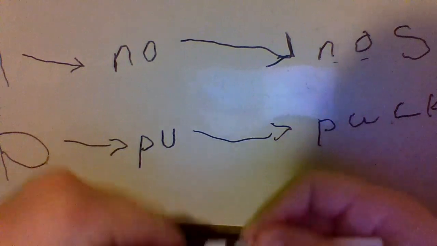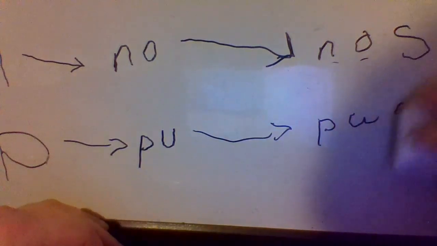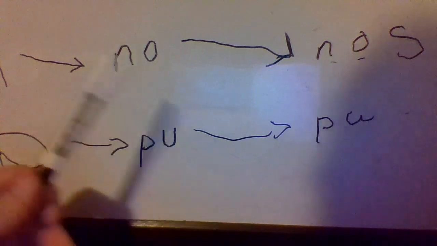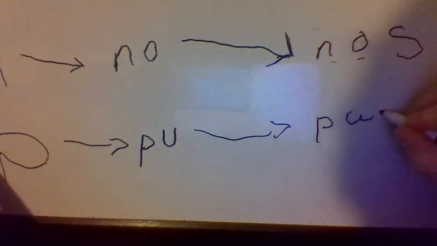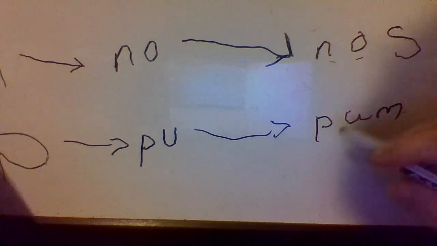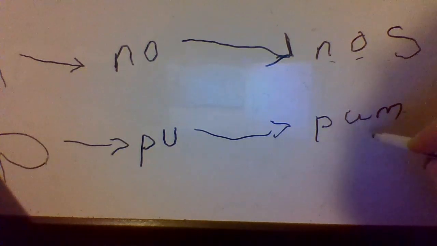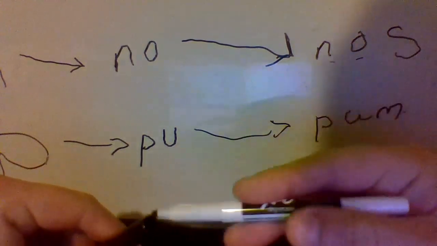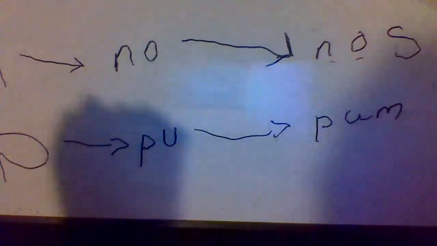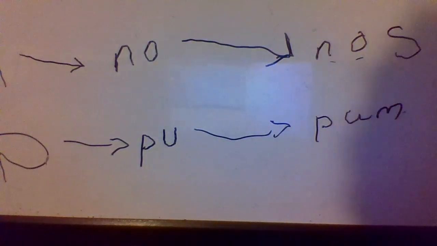So now let's make a nonsense word. And as I say that, I'm thinking of lots of other words. But let's add the letter M, which we talked about earlier. So the M makes an M sound. P-U-M. Pum. So, once again, not a real word, nonsense word, but we know the rules so we can say it.